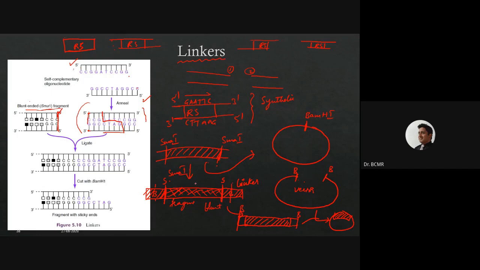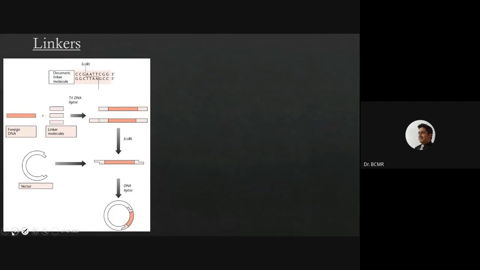So we have to treat the linker to generate the ends, which will now be compatible with the vector. That's how linkers can be used. When we discuss the next one, adapters, then you will understand it much better. Here is an EcoR1 linker. You have a decameric linker molecule.